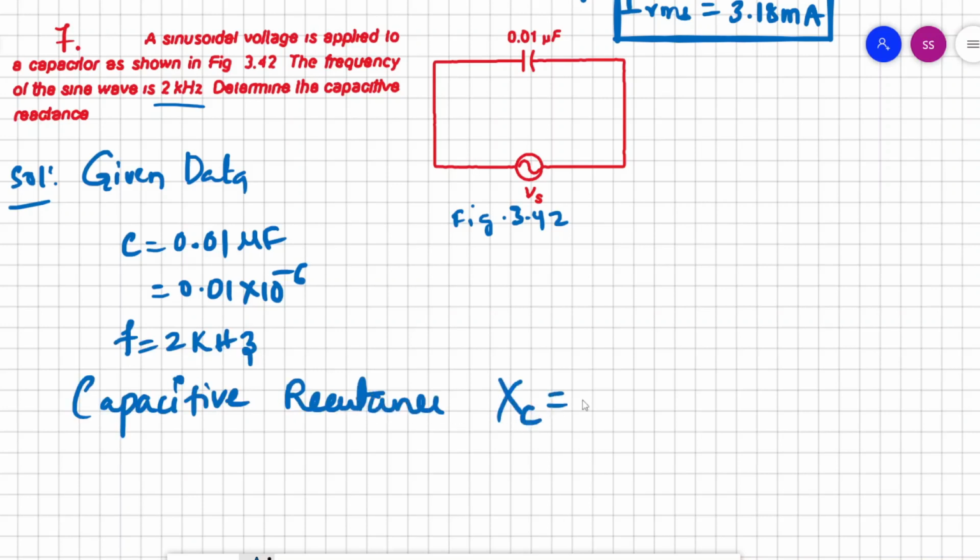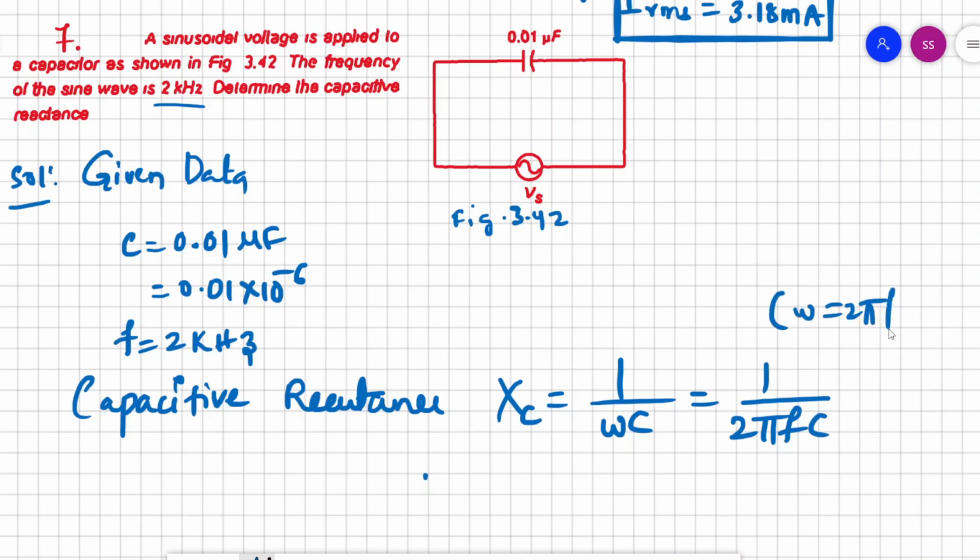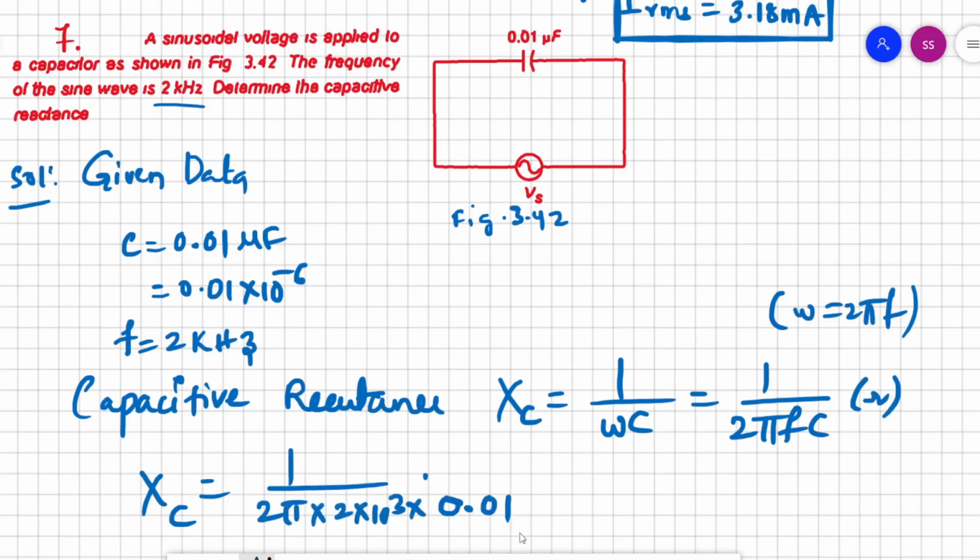It is XC equal to 1 by omega C, which is also written as 1 by 2 pi FC, because omega equals 2 pi F. Right, so let us find XC here, and the units are ohms. XC is 1 by 2 pi, F is given as 2 into 10 power 3, C is 0.01 into 10 power minus 6.